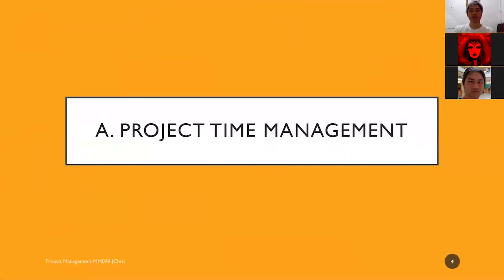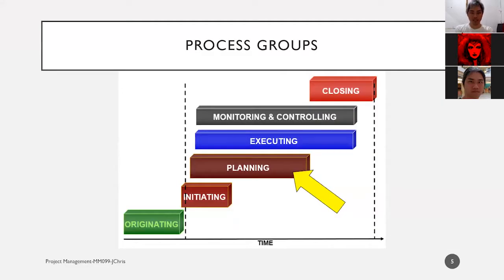We are going to cover the first main subject, which is project time management. So we have two main subjects: project time and project cost. Project time and project cost are still included in the planning process group, so we're still in this phase.